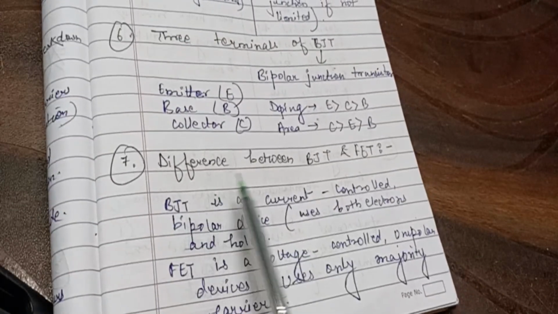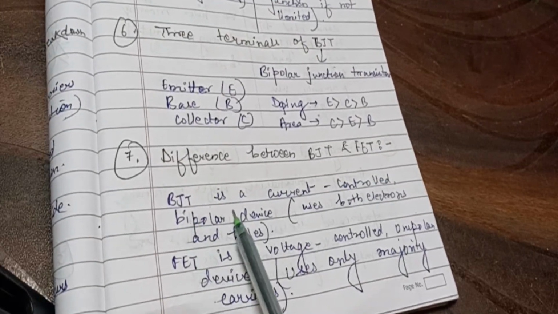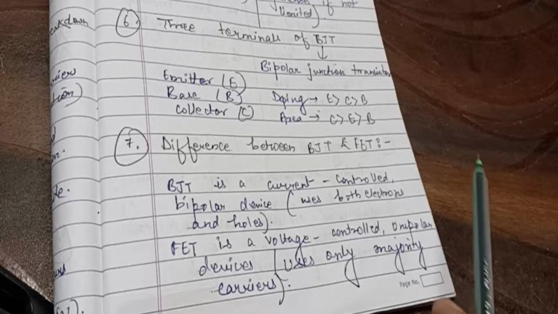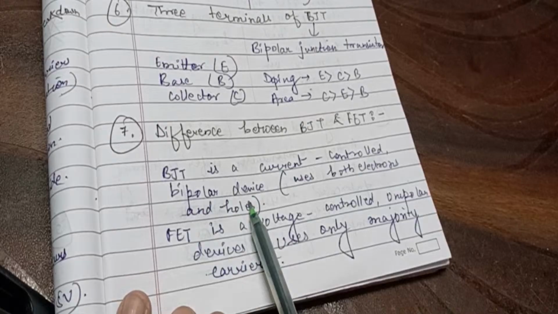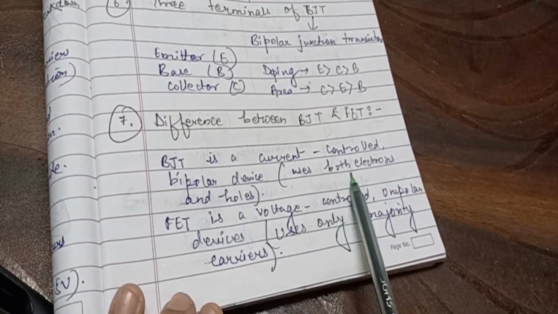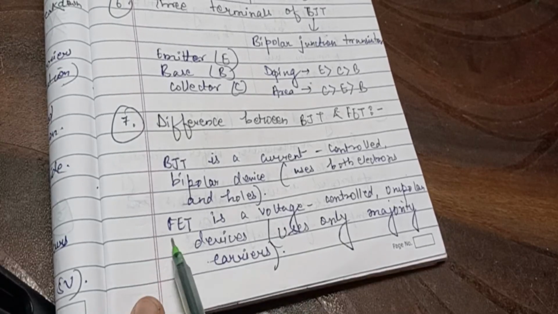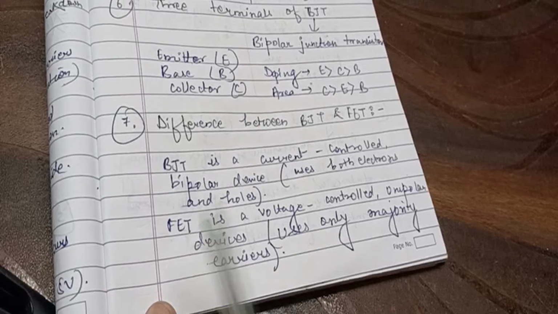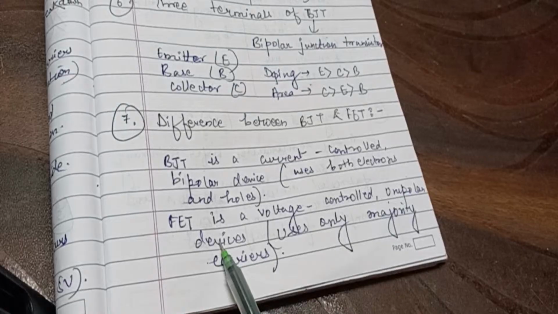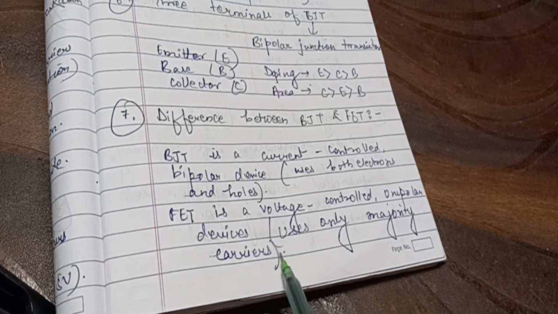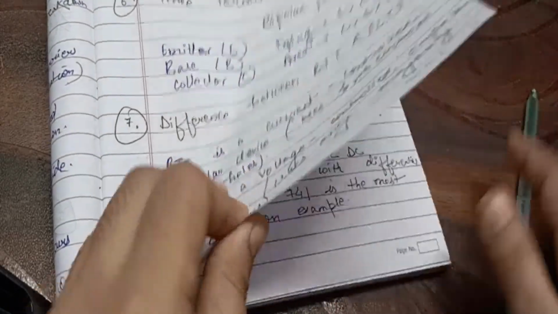What is the difference between BJT and FET? BJT is a current controlled voltage source, and it is a bipolar device, which uses both electrons and holes. While on the other hand, FET, that is field effect transistor, is a voltage controlled voltage source, and it is a unipolar device, meaning only the majority carriers are responsible for the flow of current.